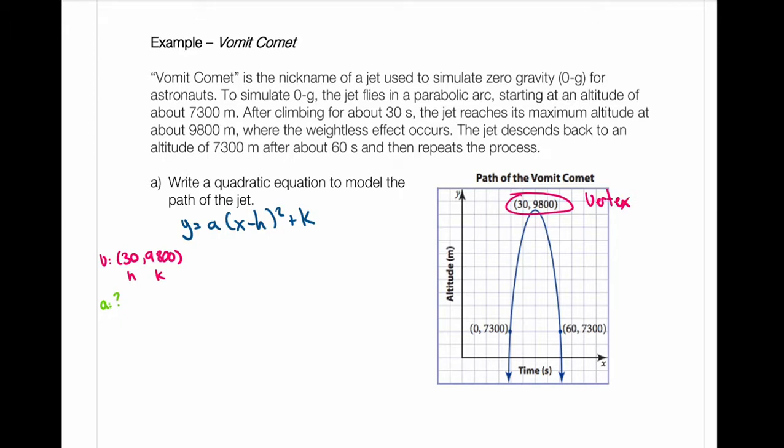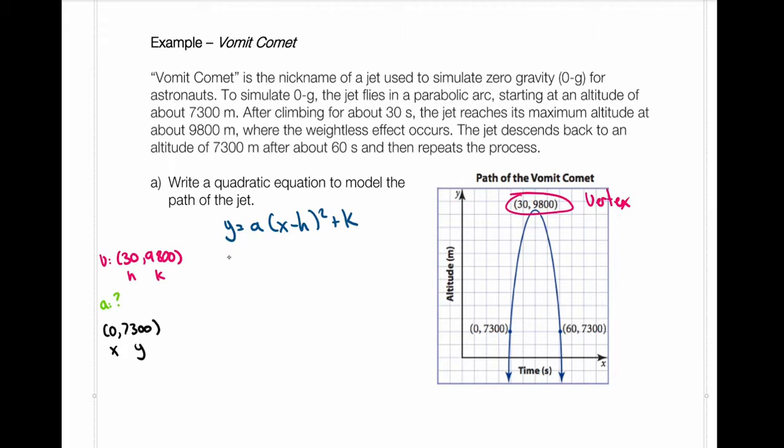Similar to the last example, if I want to find that a value, what I need to do is find a key point, or any point on this quadratic. And luckily I have two of them. I'm going to stick with the one that's (0, 7,300), because with the 0 it's going to be a little bit easier. There's going to be less numbers there, or it's going to make some of my numbers smaller. Again, remember that point is an x and a y value, which I can take and plug all these into the equation and solve for a.